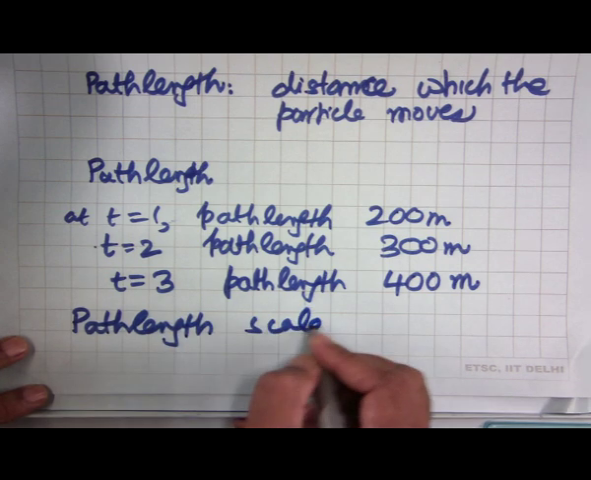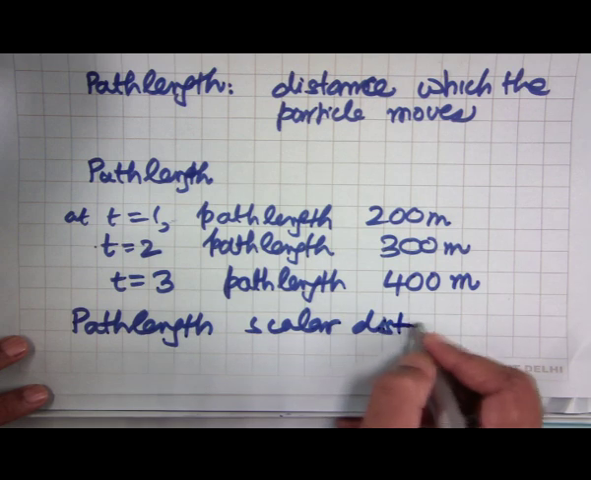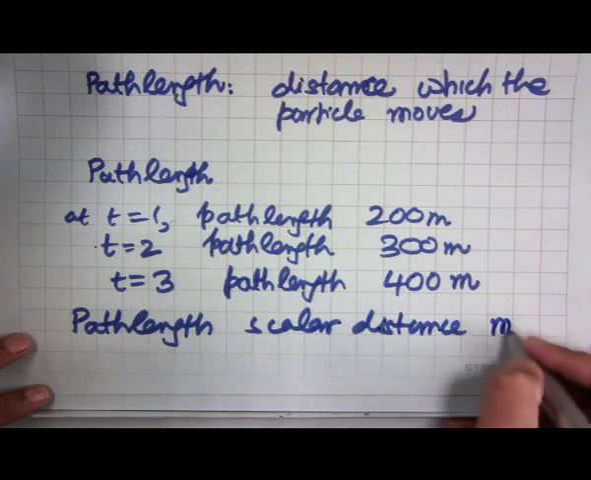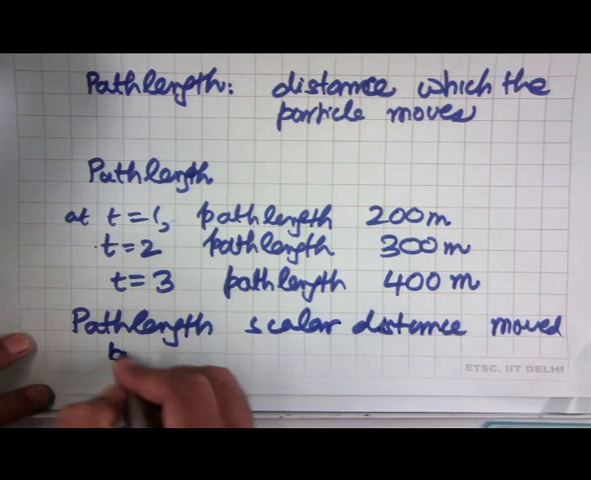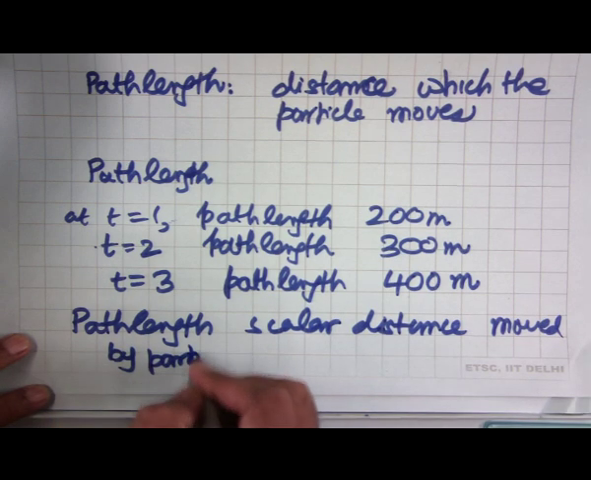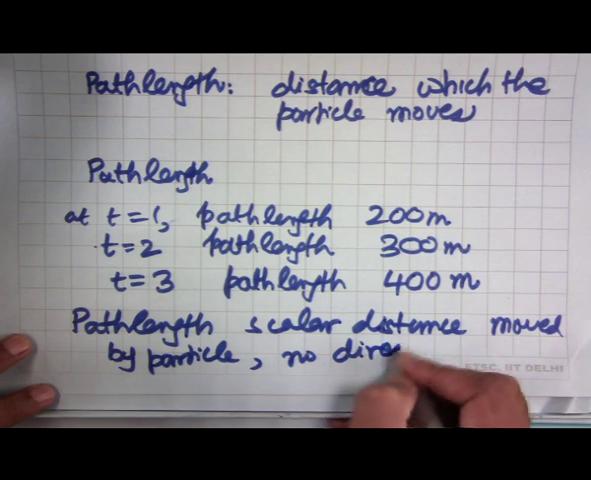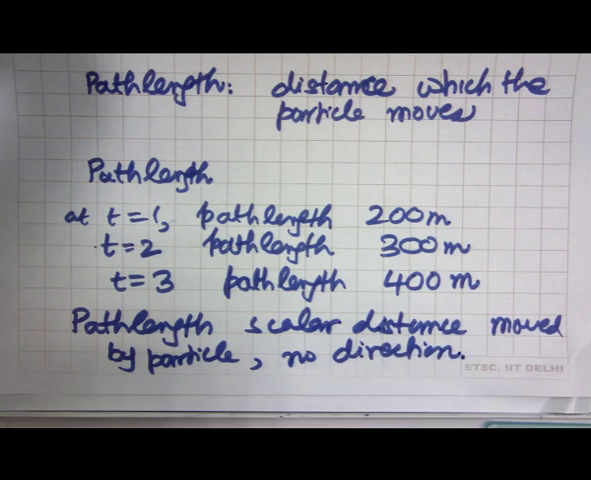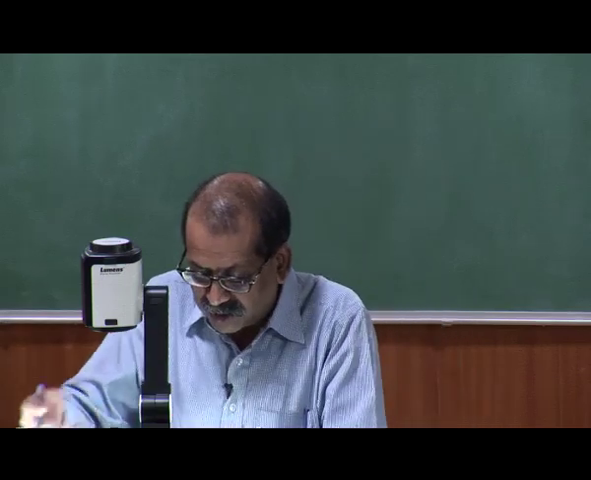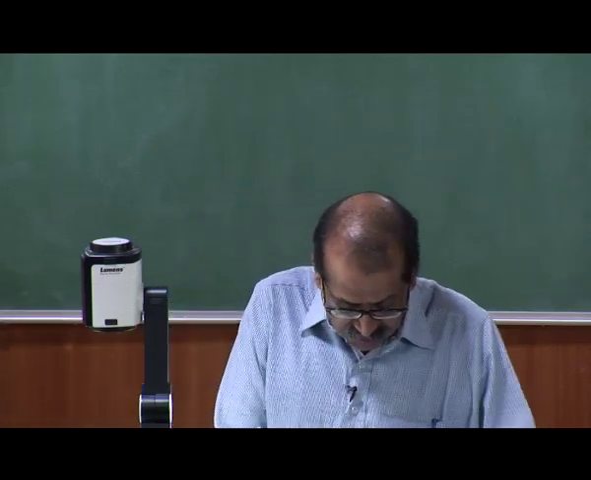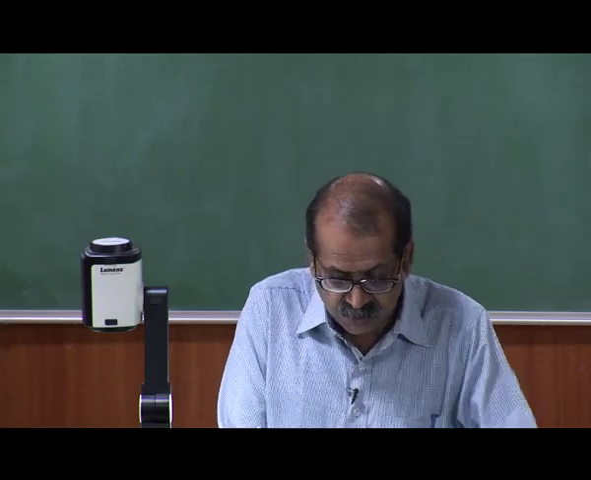So, path length is the scalar distance moved by the particle, and this has no direction. This quantity is always positive, because when a particle is moving, it covers a distance, and as much distance as it covers, it is always positive.